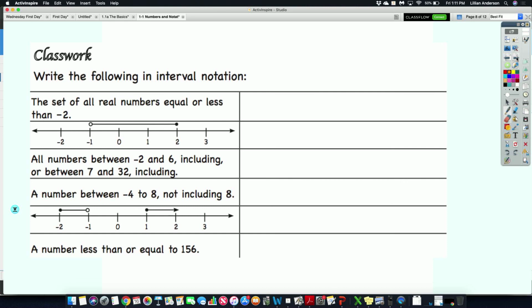The set of all real numbers equal to or less than -2. We know how to write that in set builder notation. That was the very first one from before. How would I write it as interval notation? Nope, not for interval. It's either going to be parentheses, square brackets, and unions if we have multiple pieces. Parentheses. Negative infinity, comma.